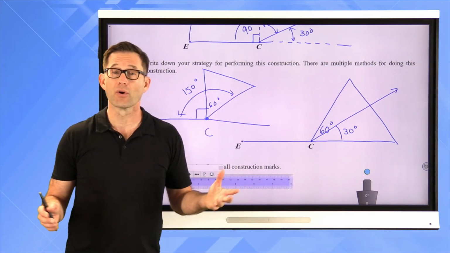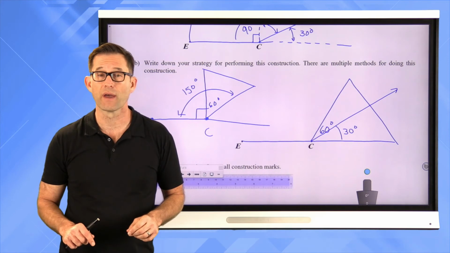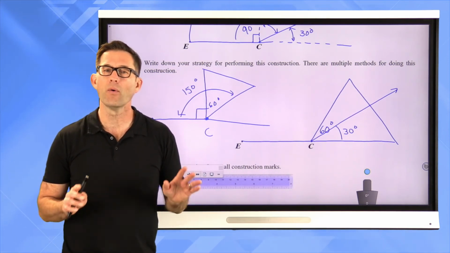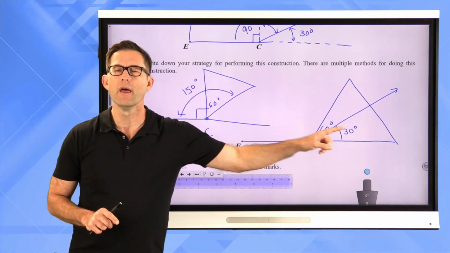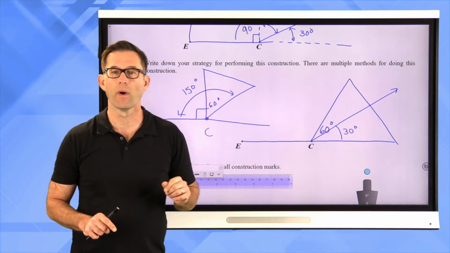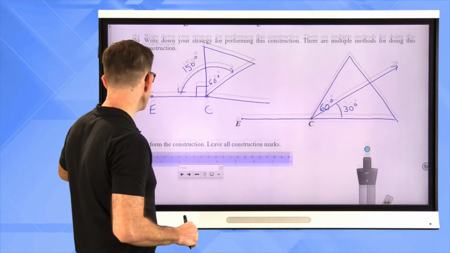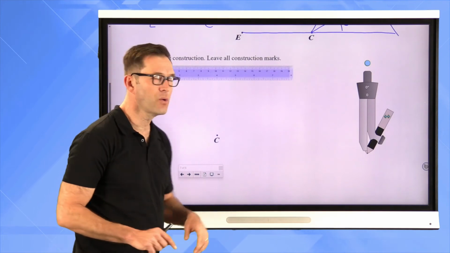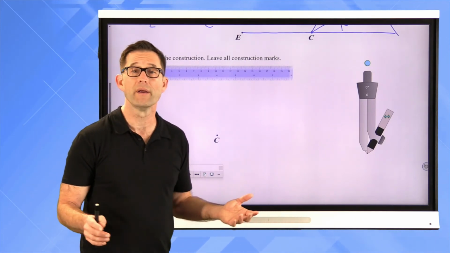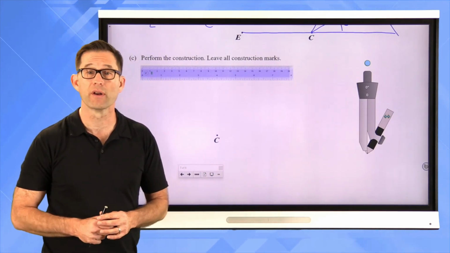Either way, you're going to have two constructions. And I'll show you them both. I'm only going to go through this one, but then I'll show you how the other looks as well. So let's actually do it. Let's do this one together. So I'm going to construct the one where I construct this 30-degree angle.